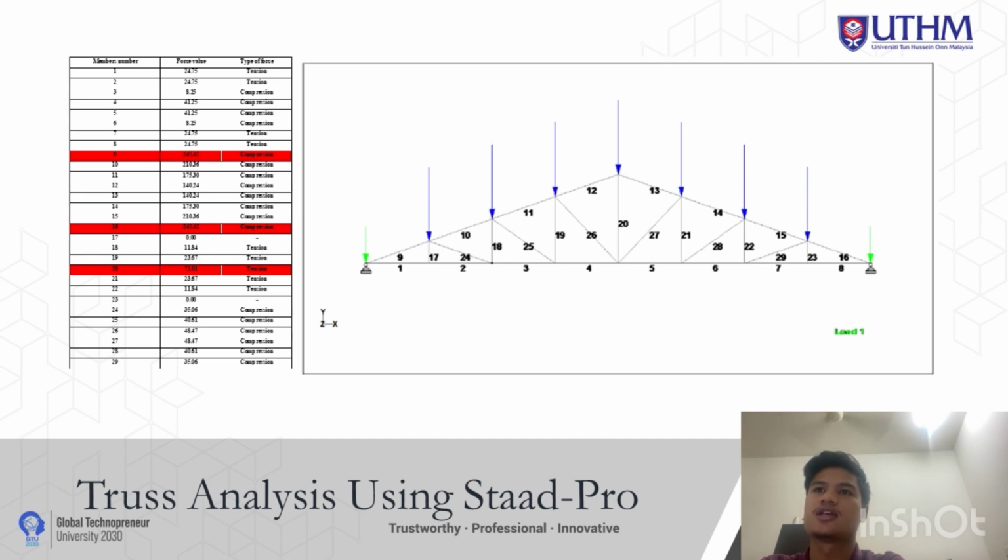And for tension, we use the highest tension value, which is located at the middle of the truss, which is at member 20.